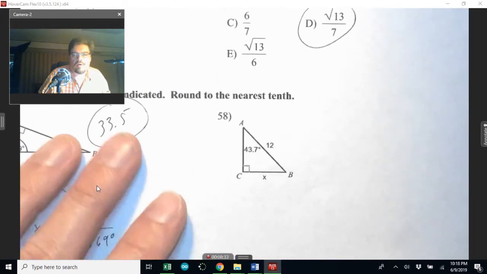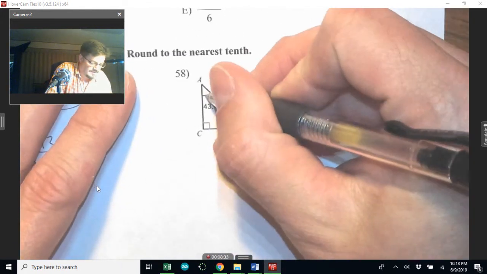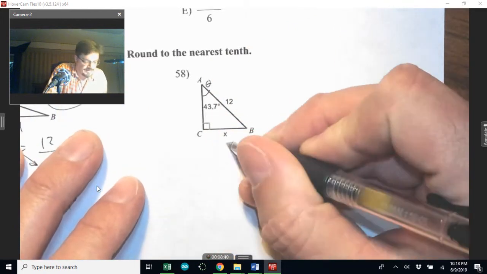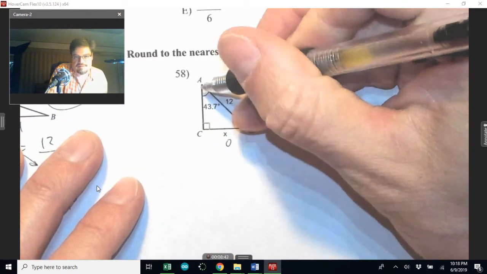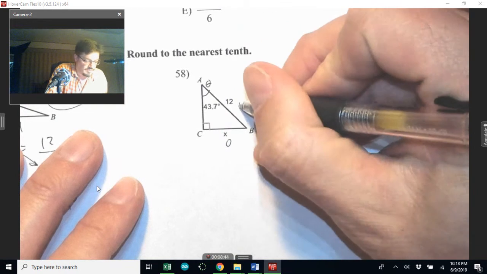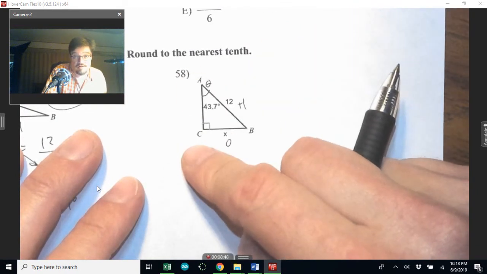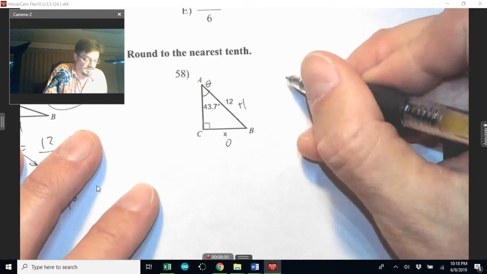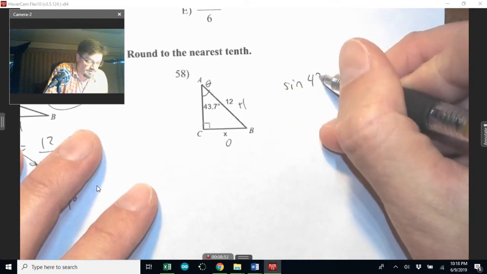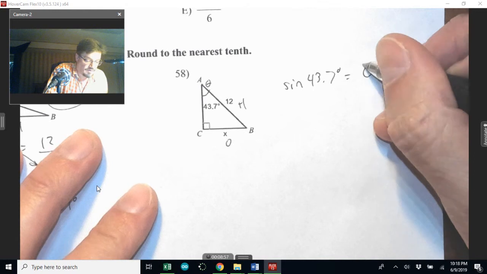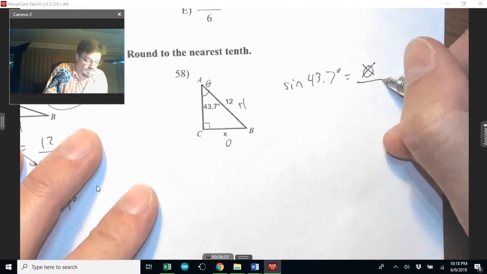Okay, so now we need to look from this angle. We'll call it theta. We are looking for the opposite side because he is opposite from this angle. This is the hypotenuse, so it looks like we will be using sine. We don't care about the adjacent side at all. We don't need that information. So we're going to use the sine of 43.7 degrees equals O, or I'll just call him X, over 12.